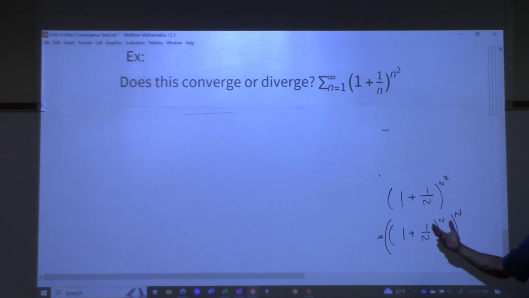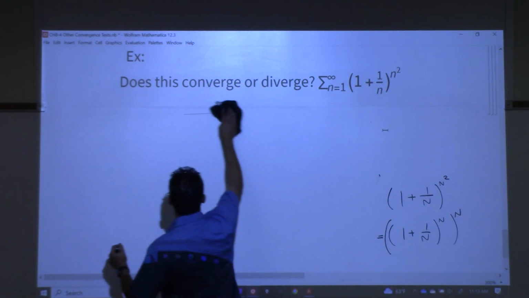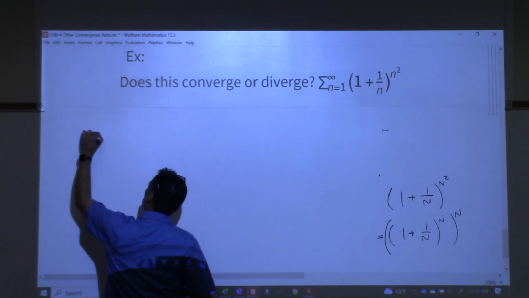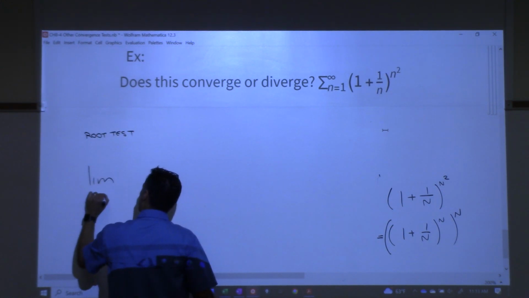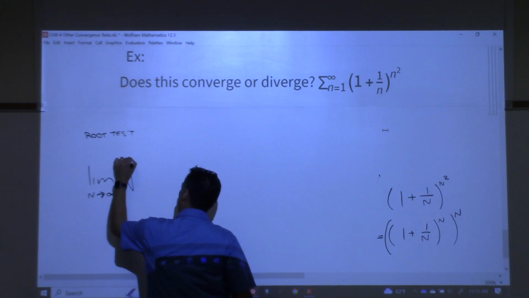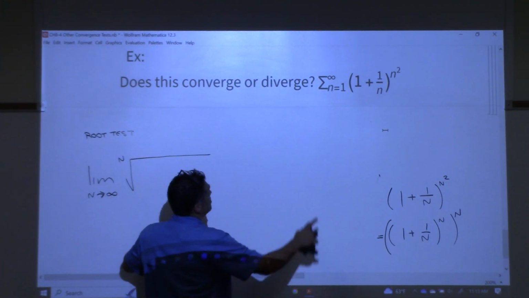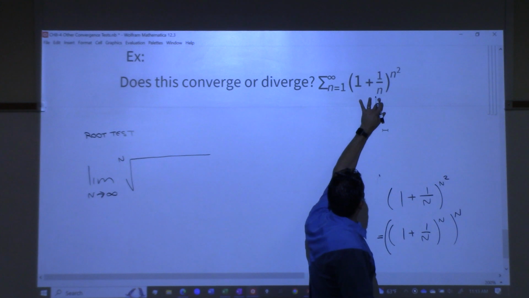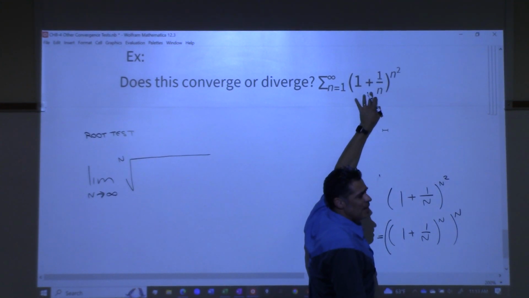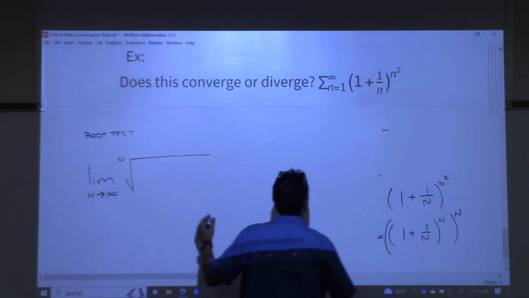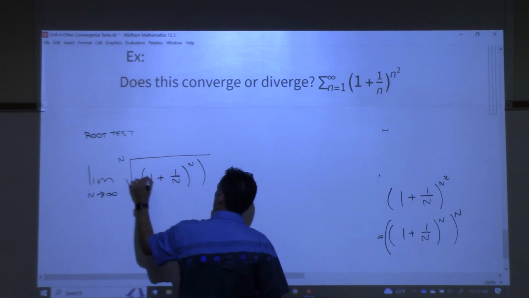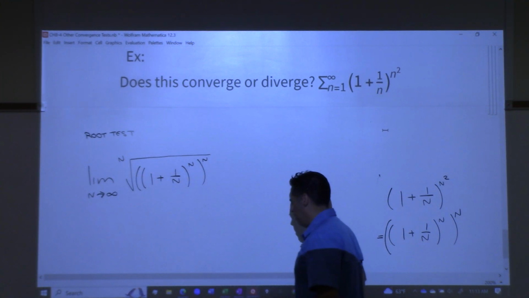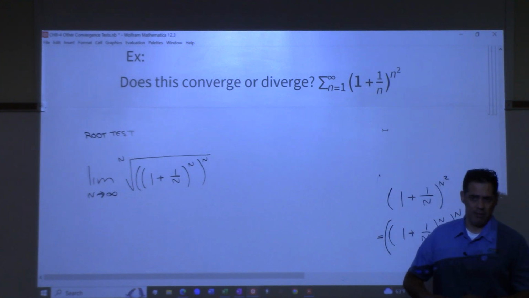And then let's apply the root test. So I take the limit as n goes to infinity of the nth root of the absolute value of that. Is this ever negative? No, right? 1 over n is always positive, plus 1 always positive. This is always positive, so I don't need an absolute value. And I'm doing ((1 plus 1 over n) to the n) to the n. And when I do that nth root, it kills off one of the n's, just one of these.